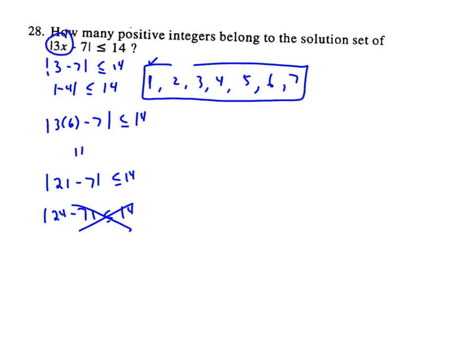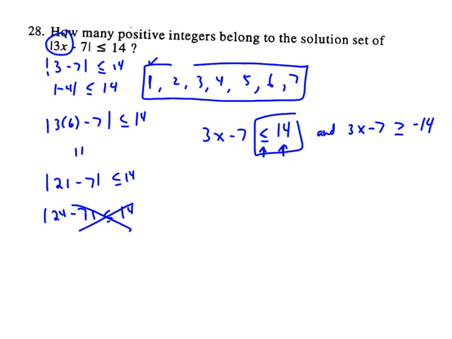If you want to do this algebraically, you set up what's called a conjunction, which is two inequalities connected by an "and." The first thing you do is remove the absolute value signs like I did. The second thing you do is remove them again, but this time you change the direction of the sign and change the sign of the number. That's our key fact with dealing with absolute value. So it's going to be, when is 3x minus 7 greater than or equal to negative 14? Change the direction of the sign, change the sign of the number.